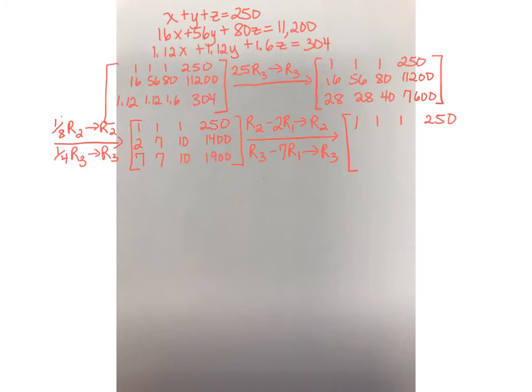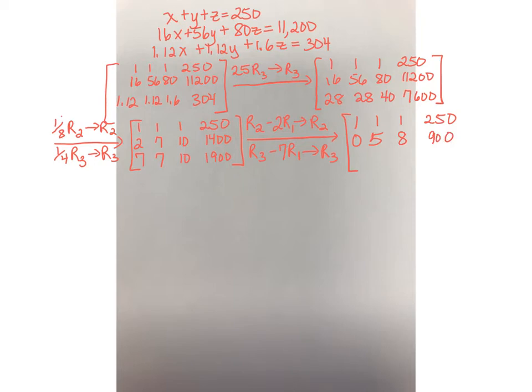Then we're going to do row 2. So that's 2 minus 2 times each entry here. So 2 minus 2 times 1. 2 minus 2 gives us 0. So we created a 0. Then you'll have 7 minus 2 times 1. That'll give you 5. Then you have 10 minus 2 times 1. That'll give you 8. And then you'll have 1,400 minus 2 times 250. That is 500, so that'll give you 900.